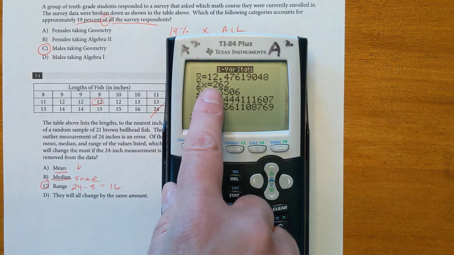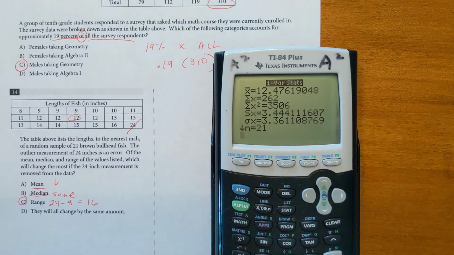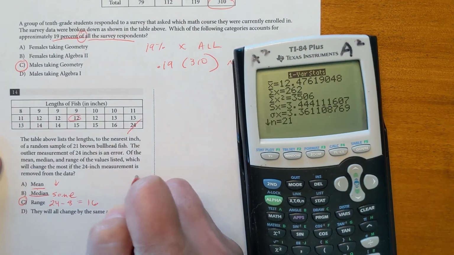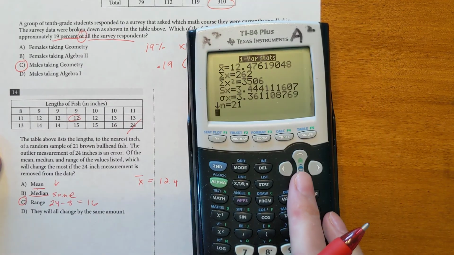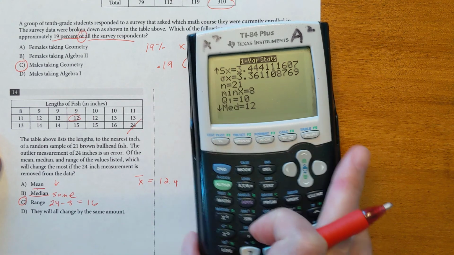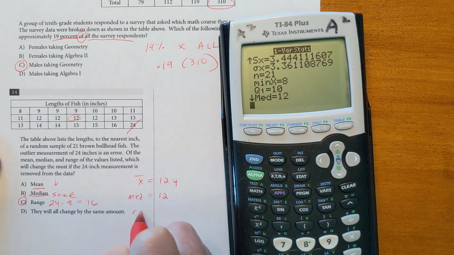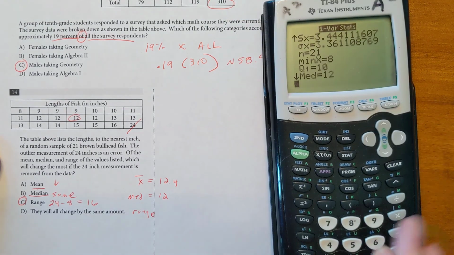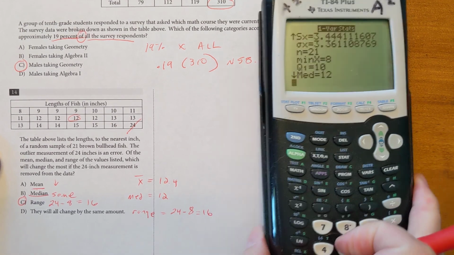So x with the bar on top of it means the mean. So with all the numbers that they gave us on the list, the mean is 12.4. Use the arrow, go down. You get to the median is 12. The calculator doesn't give you the range, which is a sad story. The range again was 24 minus 8, the biggest number minus the smallest number, which was 16.